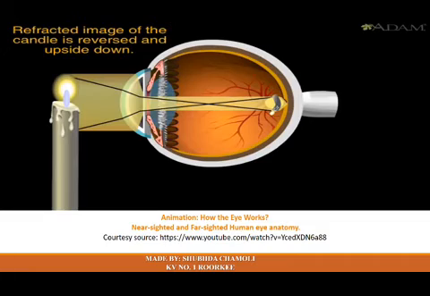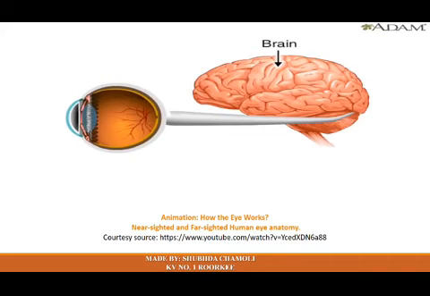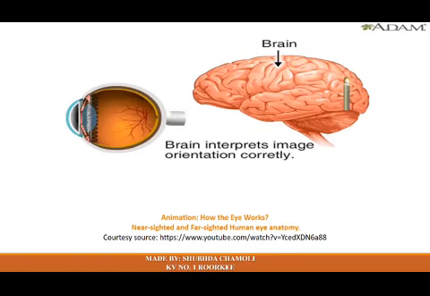If that was the end of the story, the world would always appear upside down. Fortunately, the image is turned right side up in the brain. Before that can happen, the image needs to travel as impulses along the optic nerve and enter the brain's occipital lobe. When the image forms there, it regains its proper perspective.